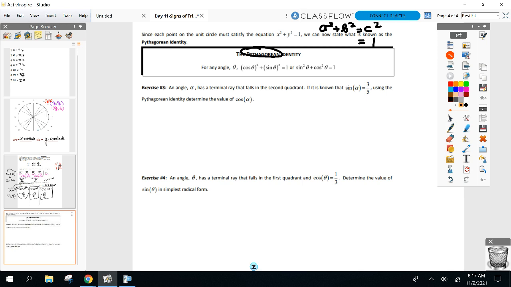All right, so here's your Pythagorean identity. Cosine all squared plus sine all squared equals 1. Ready? I got an angle. This is alpha, if anybody's wondering. Same as theta, beta. Falls in what quadrant? What quadrant am I in here? Second. Keep that in the back of your mind. I may come back to that.